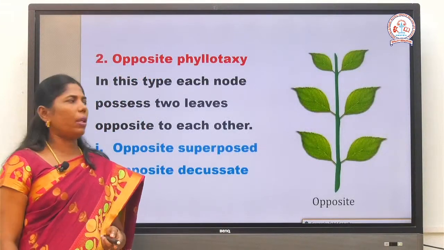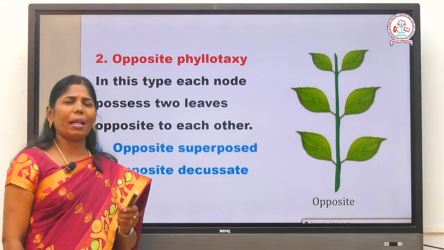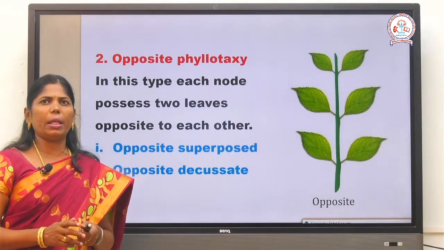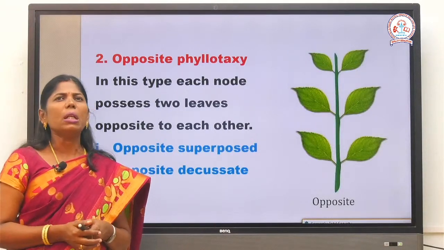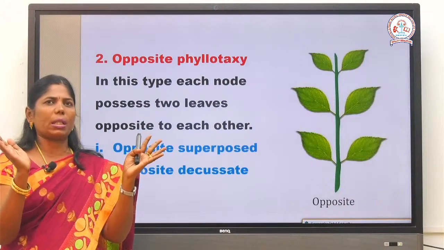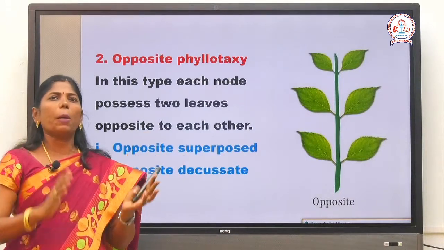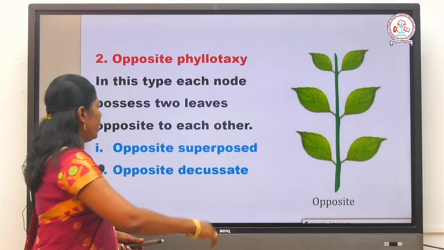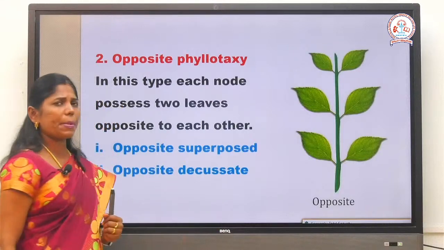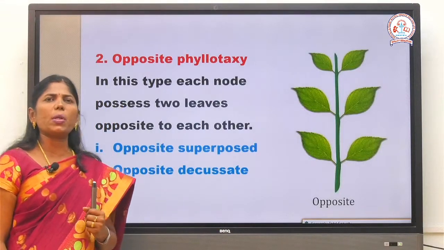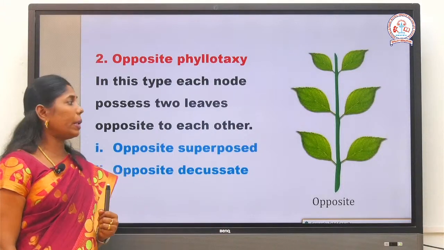So opposite phyllotaxy: a node consists of two leaves. In this type each node possesses two leaves that are opposite to each other, both leaves facing each other. There are two types: opposite superposed and opposite decussate.